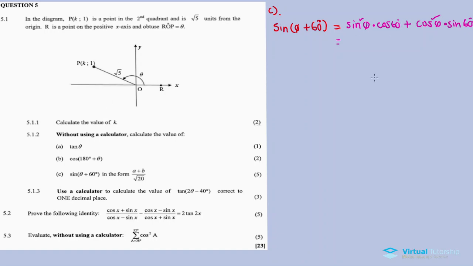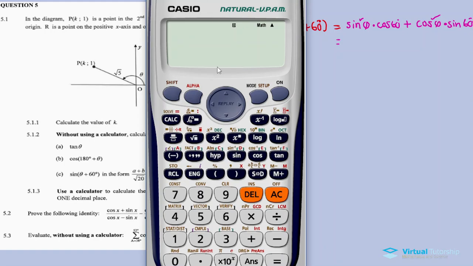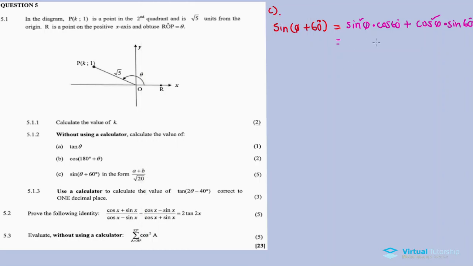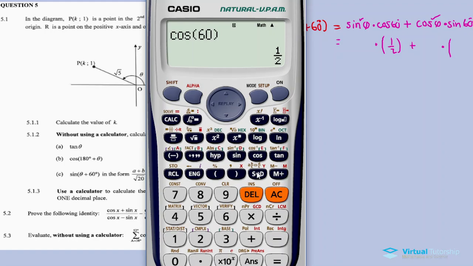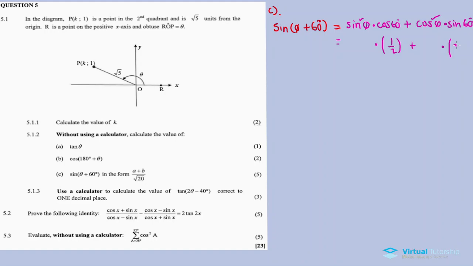The cos 60 degrees, since it's a special angle, 60 degrees, you can just punch it in your calculator, or if we were using the triangles for our special angles, you can use those. But in a calculator you will get a half, plus cos... it seems like the square root of 3 over 2, but let us confirm this. Yeah, square root 3 over 2.